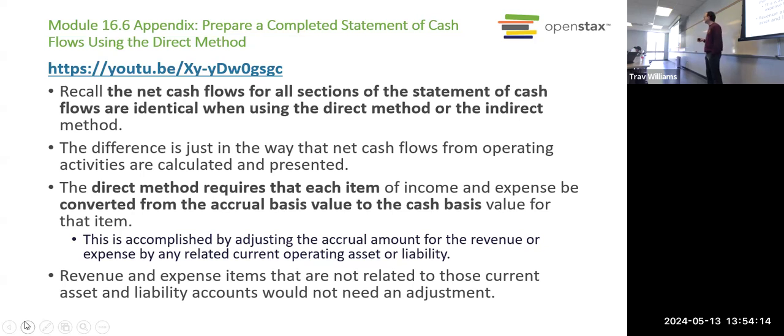So remember, with the indirect method, we started with net income from the income statement, right? And then we made adjustments. With the direct method, we don't do that. We directly figure out how much cash came in from our customers and how much cash we spent for operating activities.